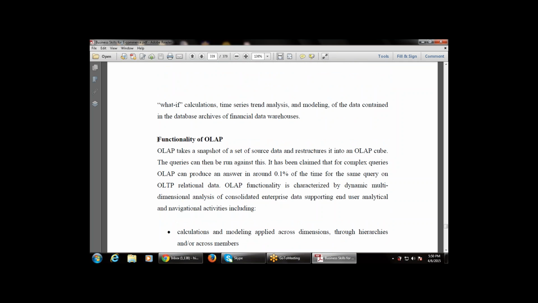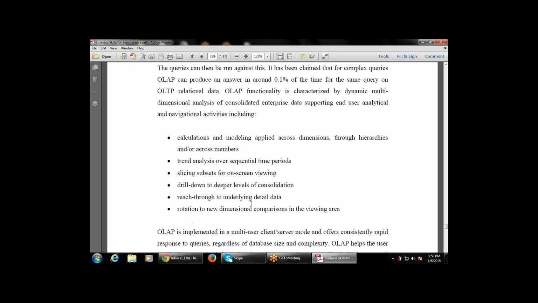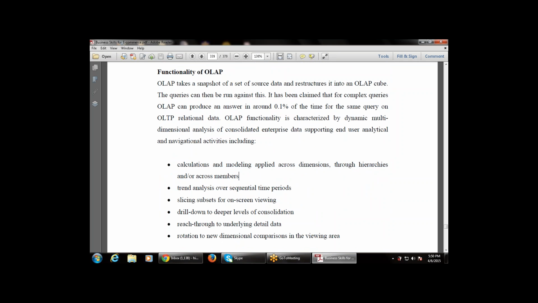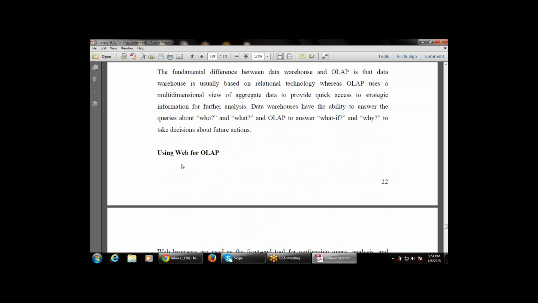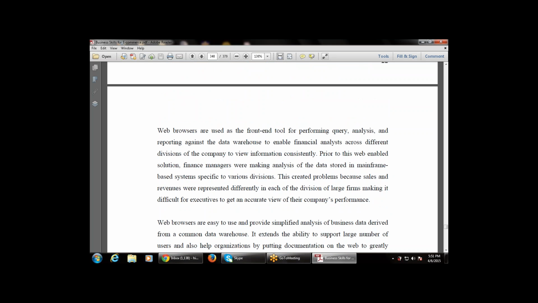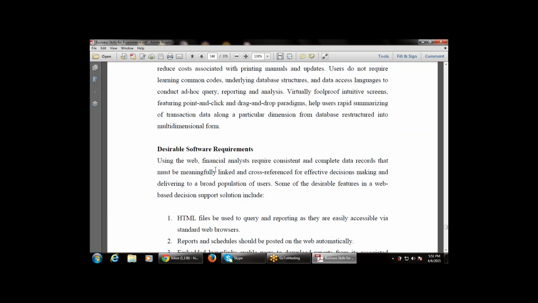Now, what is the functionality of OLAP? That is, what are the various activities included in OLAP? First of all, calculations and modeling applied across dimensions. Trend analysis, that is, analyzing the trends and the historical data. Slicing subsets, reach through to underlying detailed data. Rotation of various dimensions. Then using the web for OLAP, that is, web browsers are also using the OLAP tools.